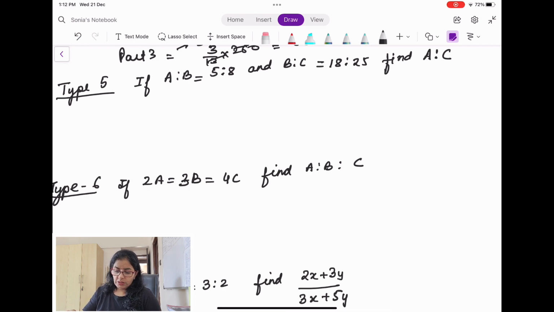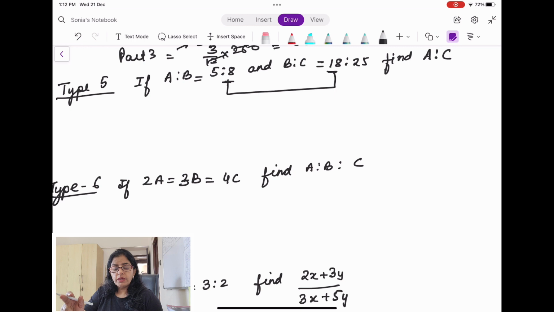Fifth type of question. This is the type of questions which trouble the students the most. But it's very easy. We learn it. So in this question, we are given ratio of A is to B and B is to C. And we are asked to find A is to C. Now we won't find A is to C directly here. We can't write that A is to C is 5 is to 25 as per this question.